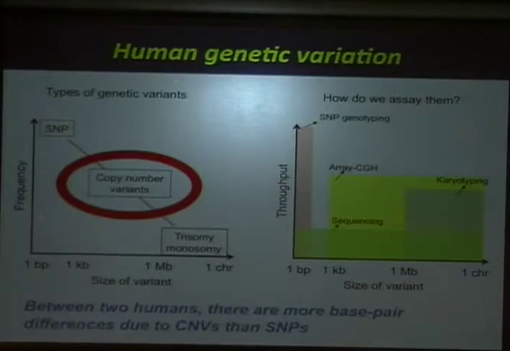Before I go there, though, here's the main point. Between any two humans, there are more base pair differences due to these things than SNPs, and 95% of the NIH dollar has gone to measuring this, just so you know. I'm trying to change that. I'd like more of the NIH dollar.